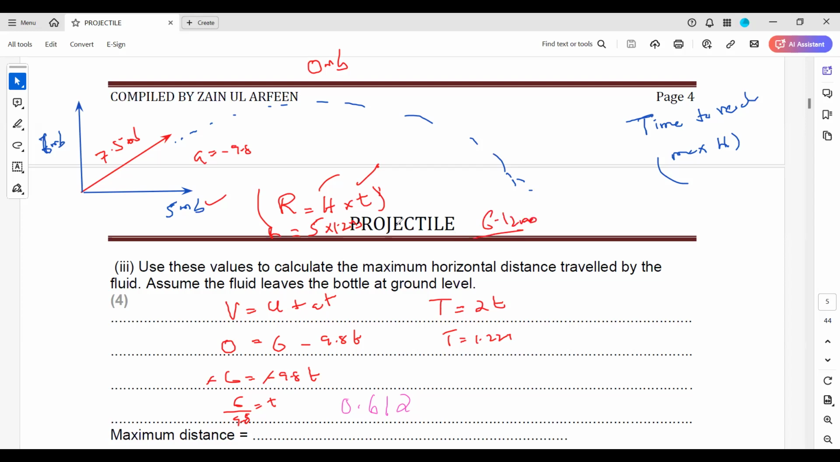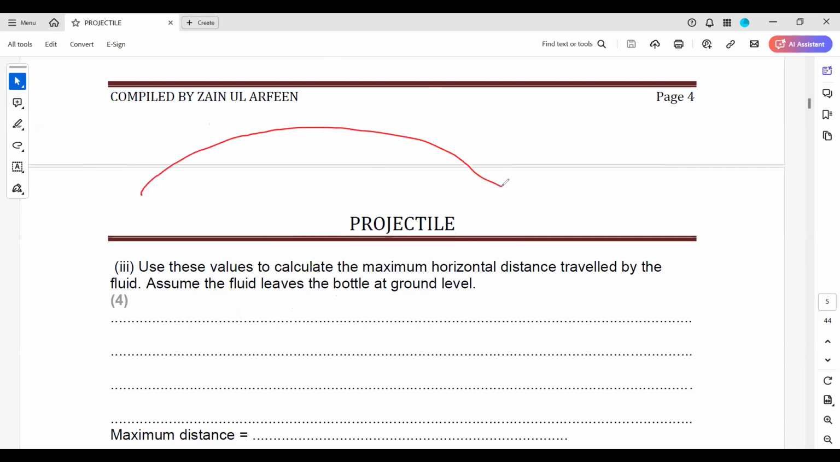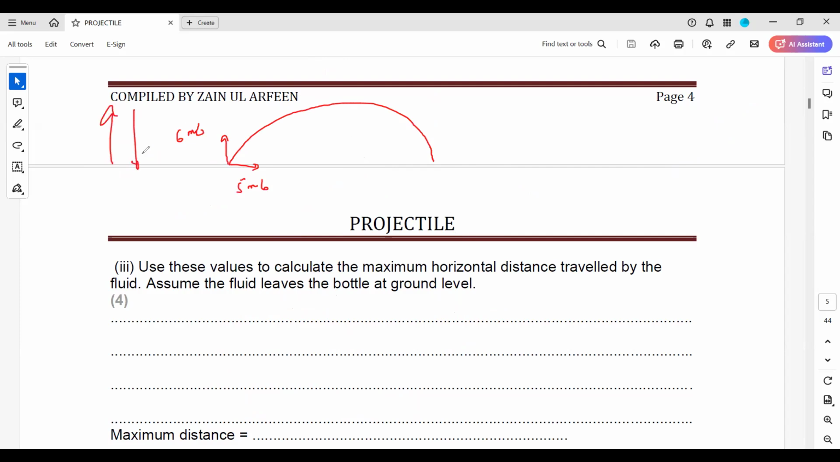What is the second way of solving the same question? Here, first we got the time to reach the maximum height and then doubled it. The second way is to consider this as a whole, as one motion. The vertical velocity is 6 meters per second and the horizontal velocity is 5 meters per second. We are considering a vertical motion, going up and coming down, and we use the equation of motion.